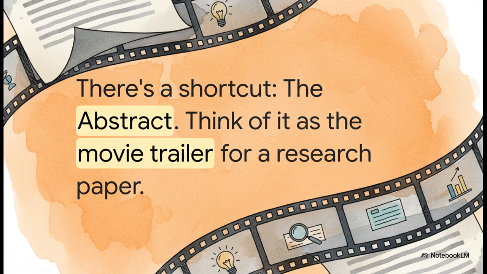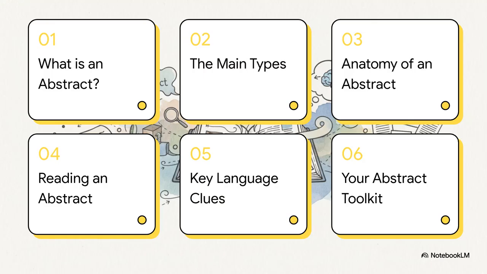And the best way to think about it is like a movie trailer. You know, before you decide to watch a whole movie, you watch the trailer. It shows you the main story and the most exciting parts. An abstract does the exact same thing for a research paper, helping you decide if you want to read the whole thing. So here's what we're going to cover.